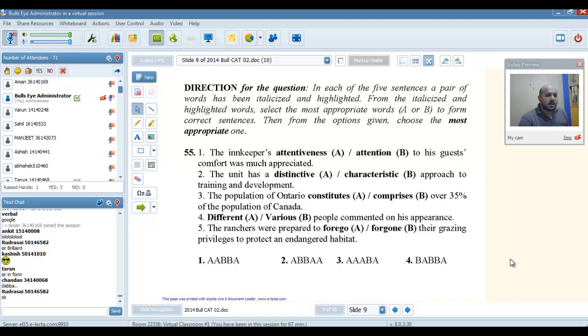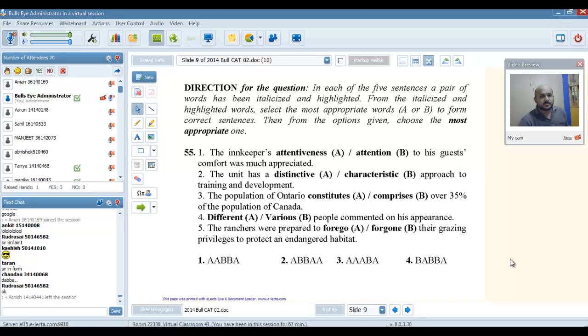For example, what is the difference between attentiveness and attention? What is the difference? I'll get to know how many of you are attentive in the classroom right now. Difference between attentiveness and attention. Guys, answers. I'm going to kill you if I could.